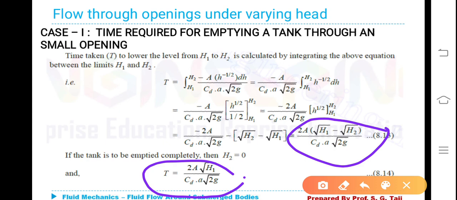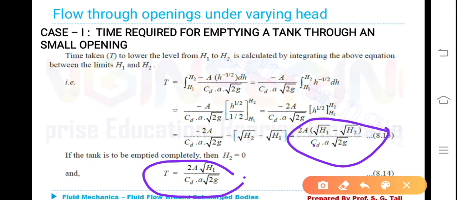We substituted this in the equation to get T is equal to 2 times A under the root H1 divided by Cd small a under the root 2g.